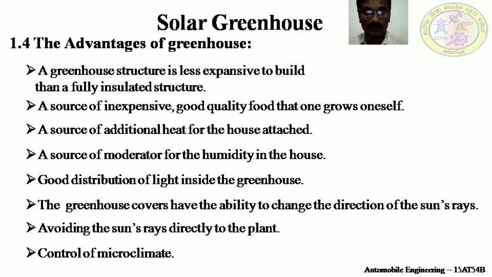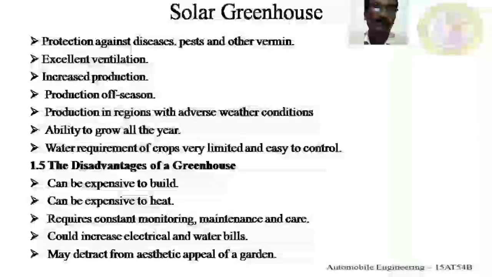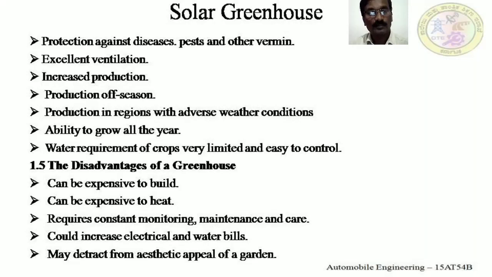Next one, control of microclimates. So it controls the microclimates. The protection against disease, pests and other warming. So the solar greenhouse can protect against diseases, pests and other warming. Excellent ventilation is there. Increased production. So the production of food or vegetables, all these things, is more as compared to the conventional type of systems.